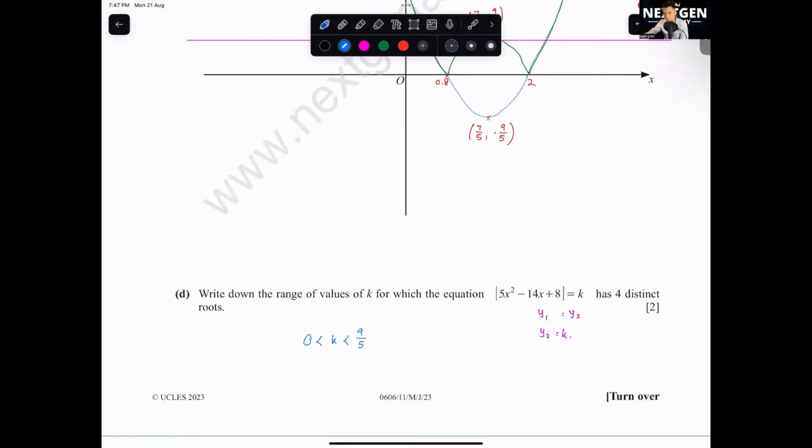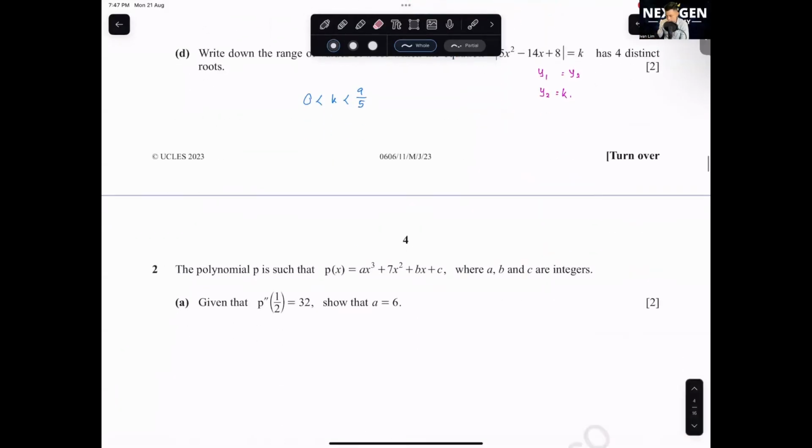Because we are not including the 0 or 9/5. It is in between 0 and 9/5. Okay, cool. Question 1, congratulations. Okay, let's go to the next 9 questions.